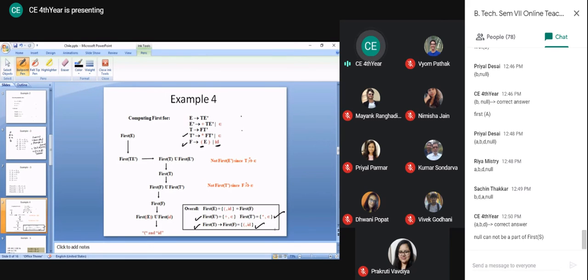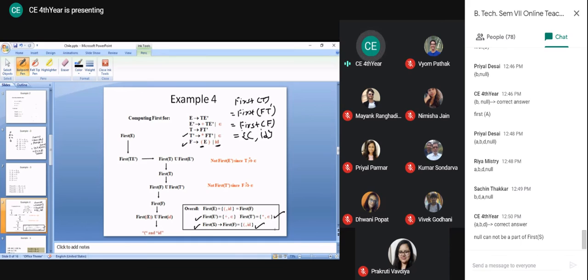Now let us calculate first of T. First of T will be first of F T dash. Now for F we have to check: is it producing null? Our answer is no. F is not producing null. There is no null possible from F. So first of F will be part of first of T. So we are getting opening parenthesis and ID in the first of T.